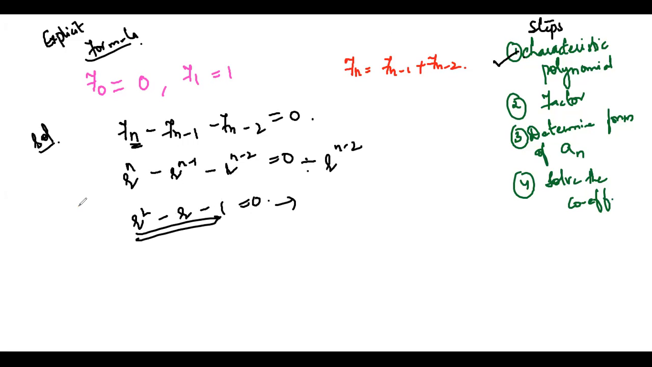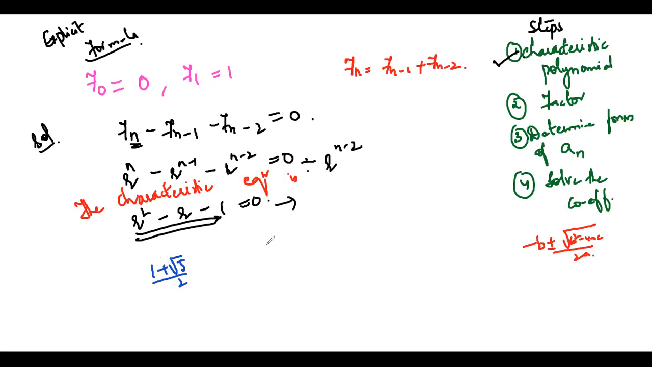We generally call it the characteristic equation in the prescribed textbook. So let me just write it. The characteristic equation is r square minus r minus 1 is equal to 0. Now we have to factor it or find the roots of the equation. If you remember the formula, it is minus b plus or minus root of b square minus 4ac, by 2a. By using that formula, I will get the roots as 1 plus root 5 by 2 and 1 minus root 5 by 2.